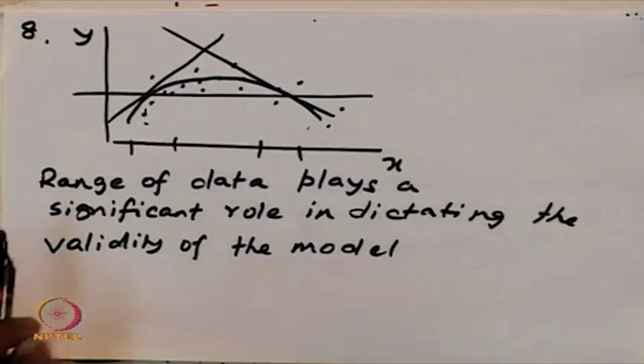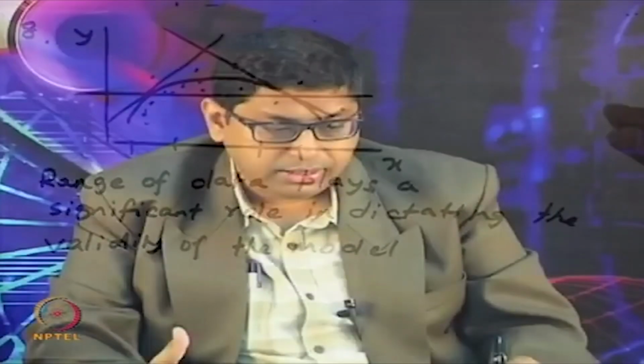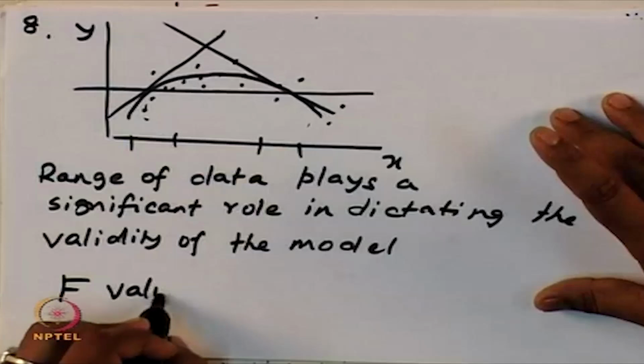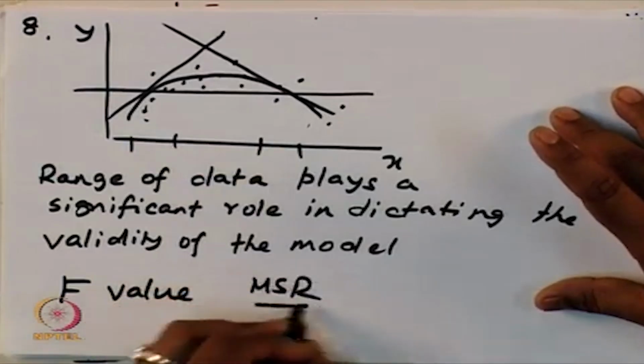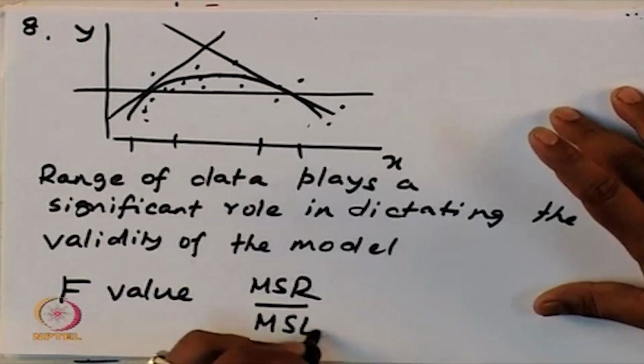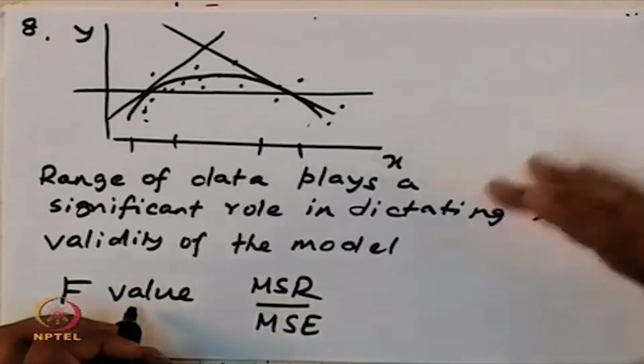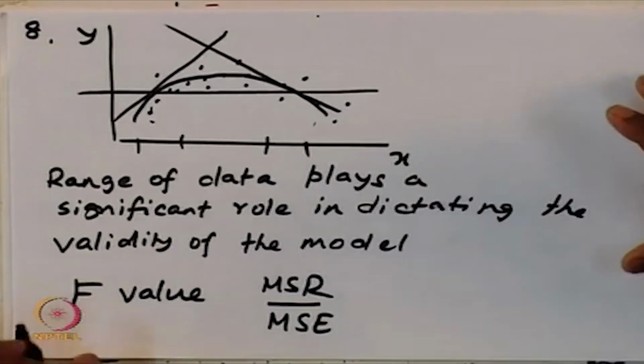So, that concludes how you can make use of ANOVA. Oh, I forgot to mention one thing. After you do all of this, you can calculate the F value, as MSR by MSE, to determine whether your hypothesis of linear regression is good or not.